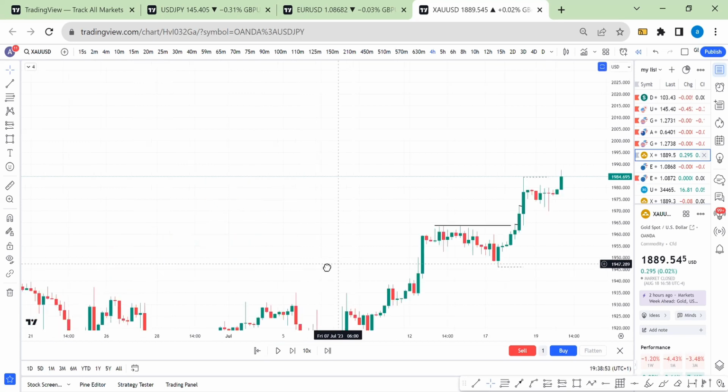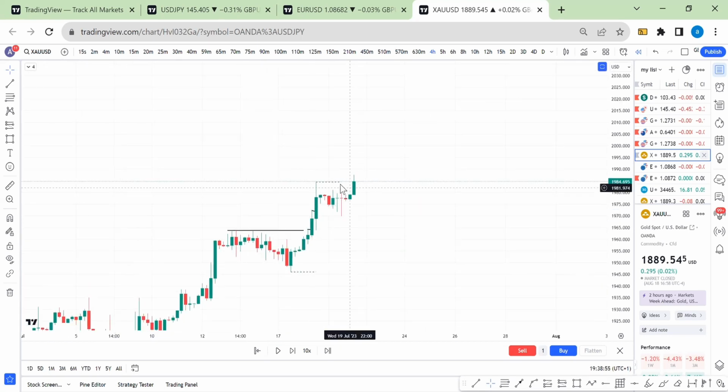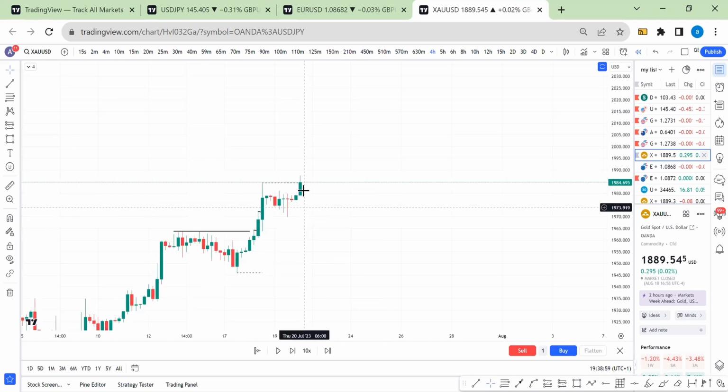All right, now it broke our fractal high. So now we have to look for our fractal low. This candle breaks the high of this candle, so it's not going to be our fractal low. Then this particular candle broke the high of this one. It's not going to be our fractal low. This also broke the high of this one. It's not going to be our fractal low.